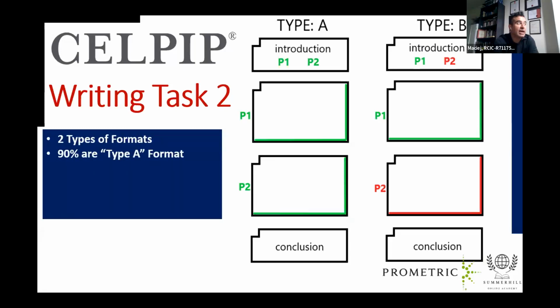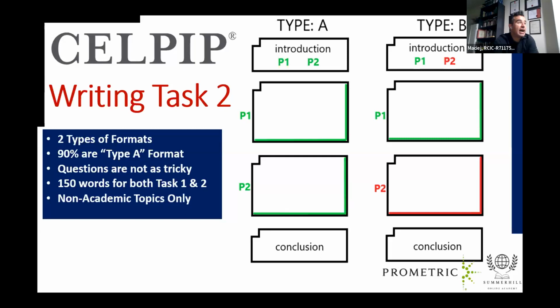You're either going to have to use a type A, which is about 90% of the questions. In that, you would give two reasons for your support, or you have to give one reason why you support your answer and what's the problem of the counter answer. And it's very easy to distinguish which one of these two essays CELPIP wants you to do. It's also fewer words. So instead of 250 words for task two, you just have to write 150 words. And again, it's never going to be an academic topic.